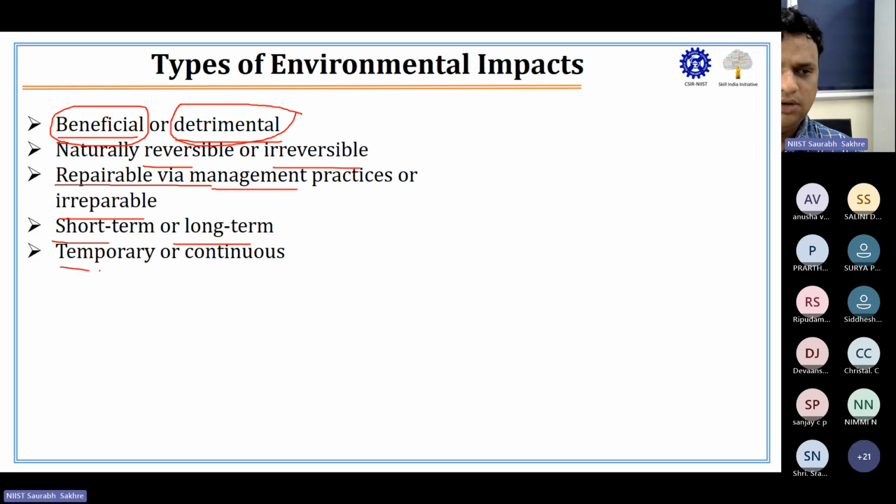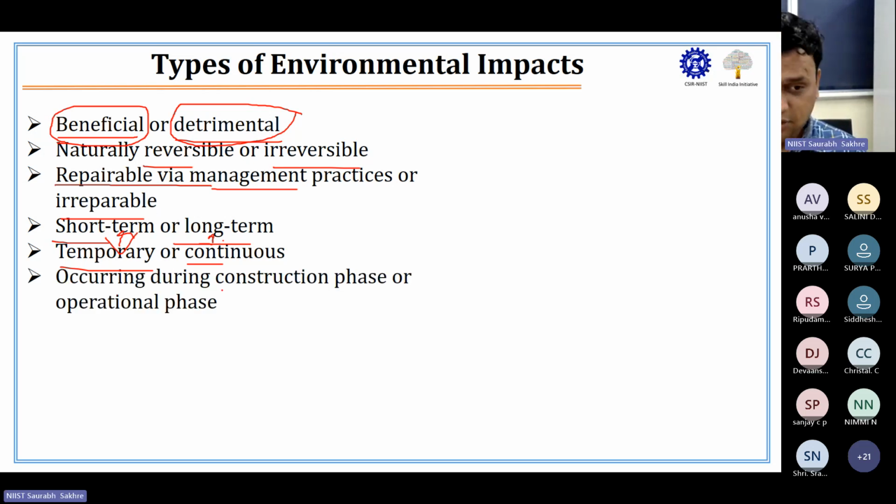The next one is temporary or continuous. Basically, temporary you can relate to short term, and continuous you can relate to long term. But because of the nature of the pollutant, sometimes we may call it temporary or short term, or on the other hand, long term or continuous. Now, there may be something which is occurring only during the construction phase or the operational phase. Just now I gave you an example.